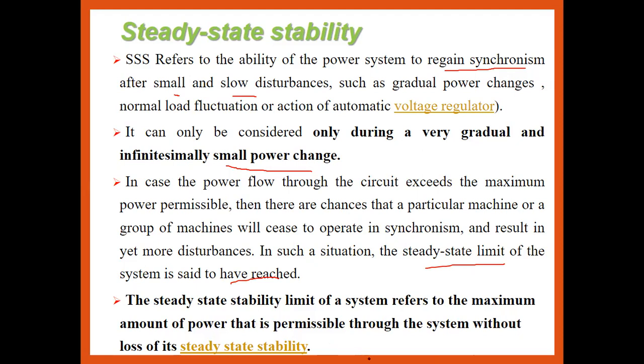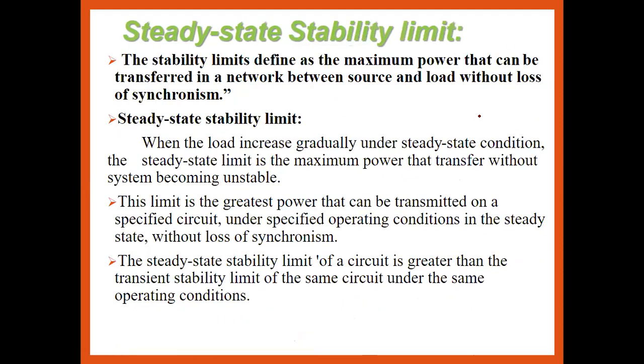Meaning, without affecting stability, even if there are gradual power changes, slow disturbances, or load fluctuations, that power is permissible through the system without loss of steady state stability. That's called the steady state stability limit. It's also defined as the maximum power that can be transferred in the network between the source and the load without loss of synchronization.